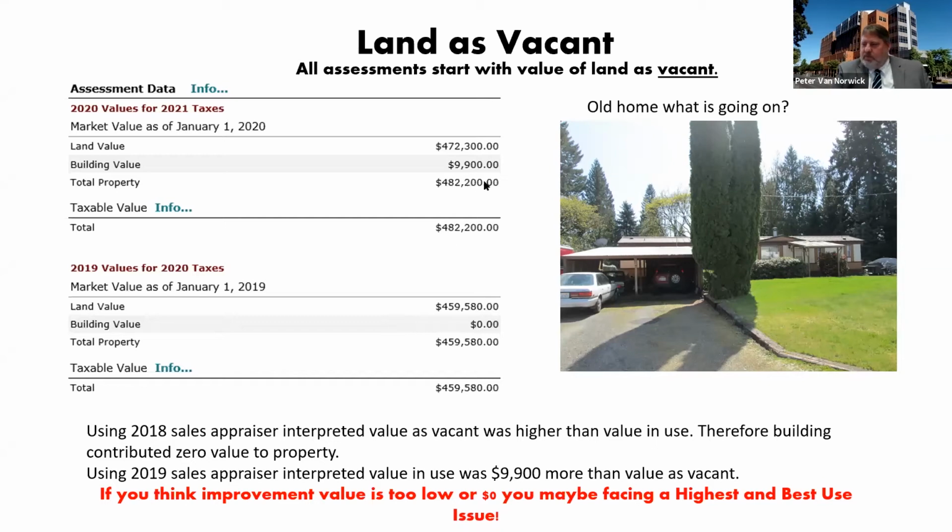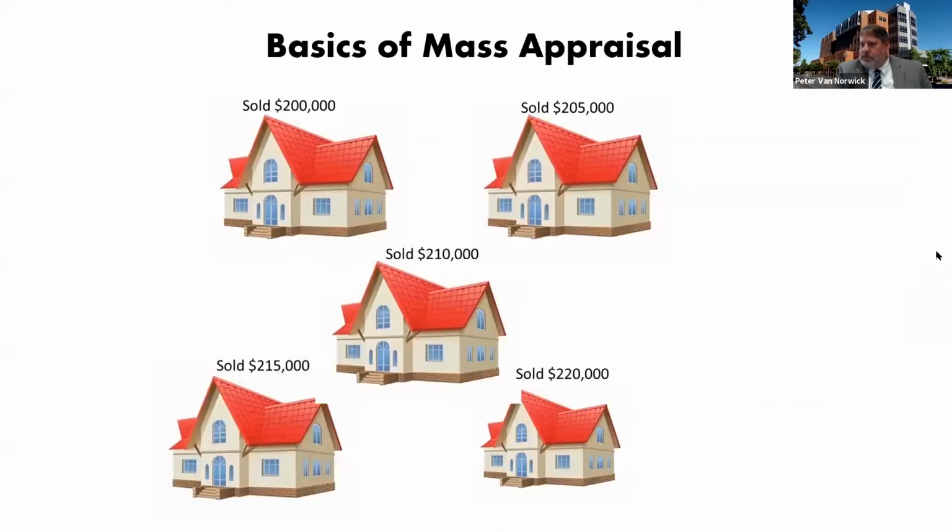All right, I'll go back to my presentation. I just want to talk about the basics of mass appraisal. In this scenario, we have 5 homes, and let's just say these are 5 Ajo homes, all on the same street. They're a few years old. They're identical, but every house really has a price range, and they sold from 200,000 to 220,000. So one sold at 200, one at 205, one at 210, one at 215, one at 220.